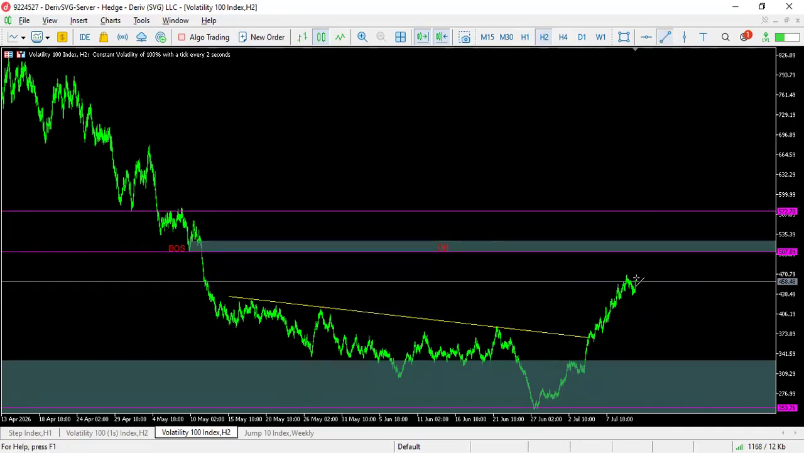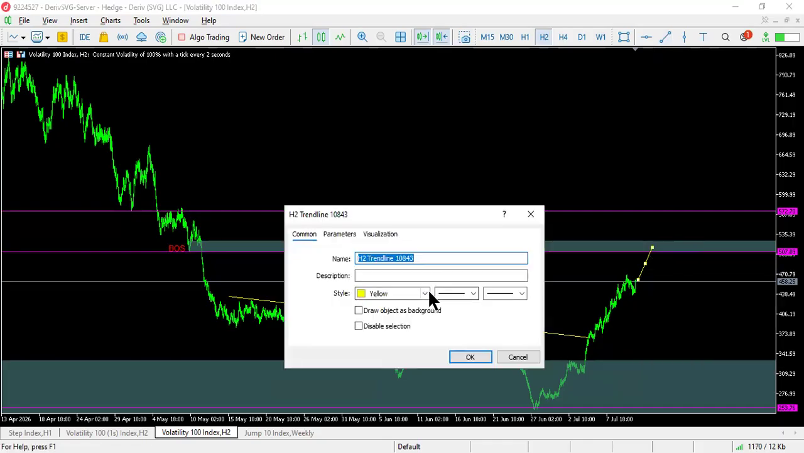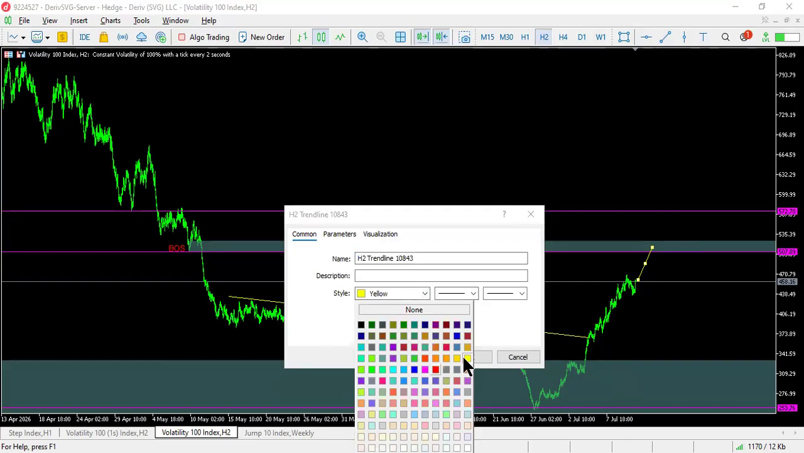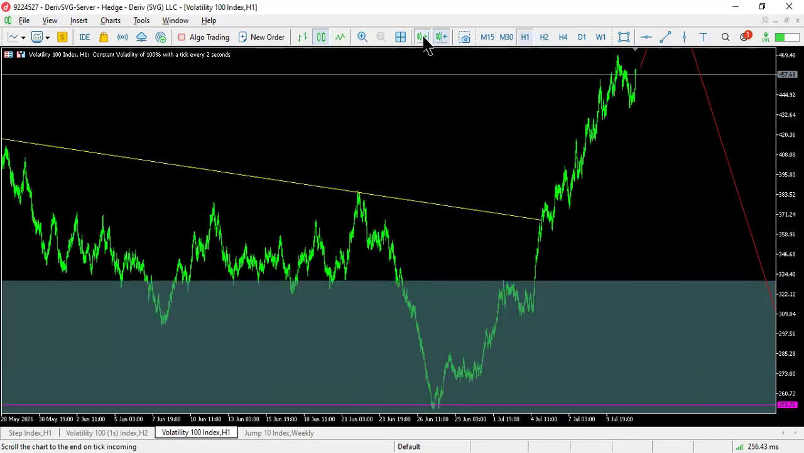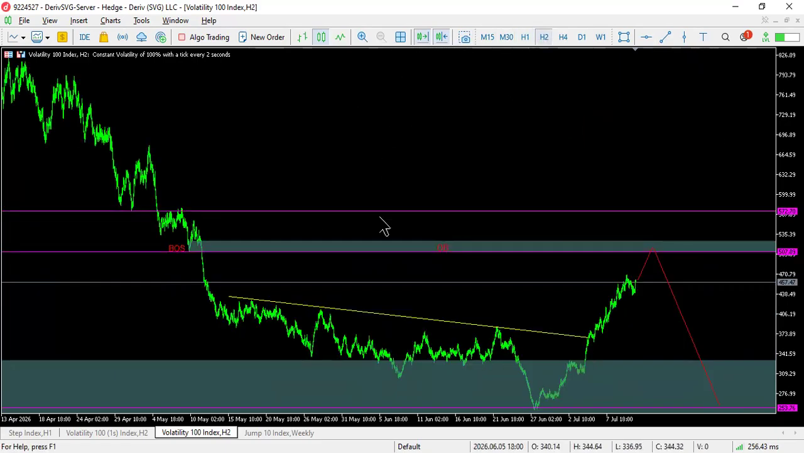So I'm anticipating for price to complete this move, take me into the order block, and then continue selling because we are in a downtrend. The overall bias is a downtrend. Cannot minimize any further on the 1 hour, therefore I'm just going to stick to the 2 hours time frame.